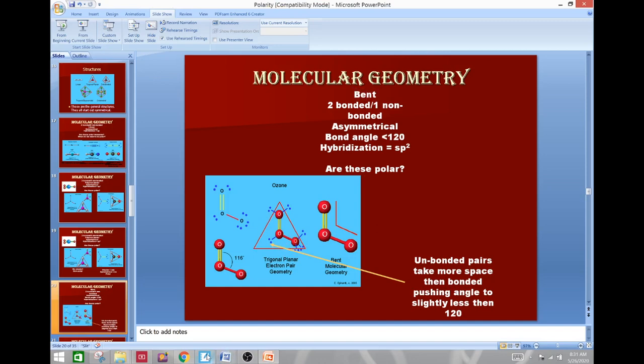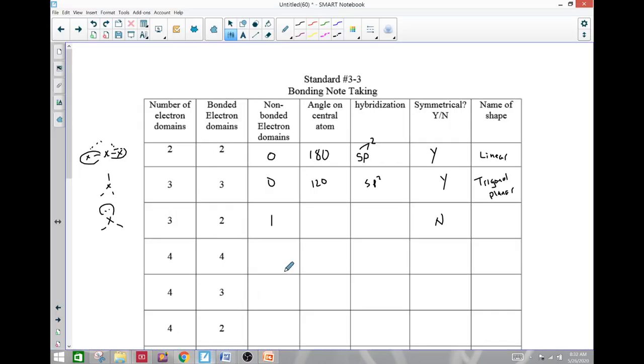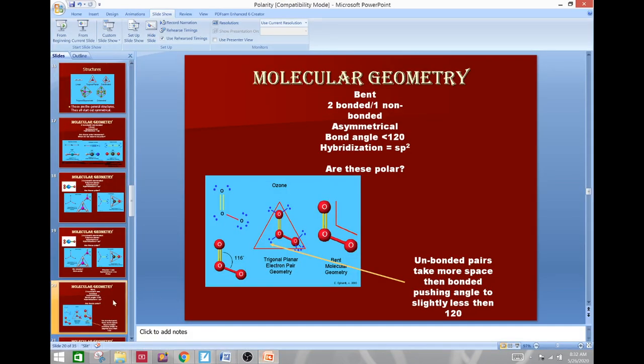Let's go ahead and put this in. Its angle, the electron domains are all the same, so our angle is pretty much still 120. sp2, because there's still three domains: 1, 2, 3, and we call it bent. Okay, next one, four things off the center. Let's see what that looks like.